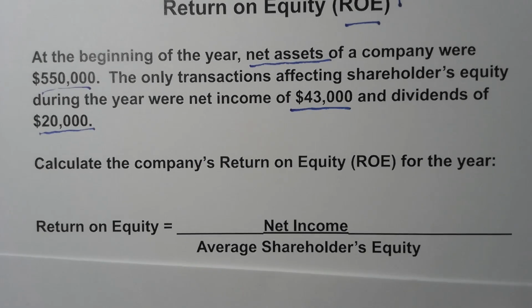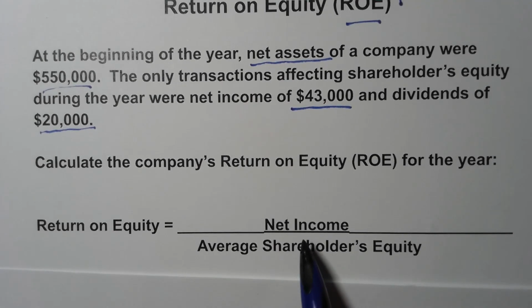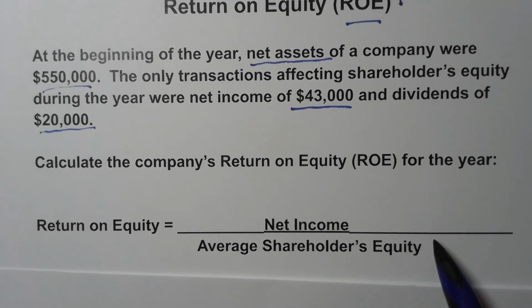The formula we're going to use is return on equity is equal to net income divided by the average shareholders' equity. Now, shareholders' equity sometimes is called owner's equity, stockholders' equity. Sometimes it might just be called equity, but it's all essentially the same thing. So we're going to figure out how to calculate this.